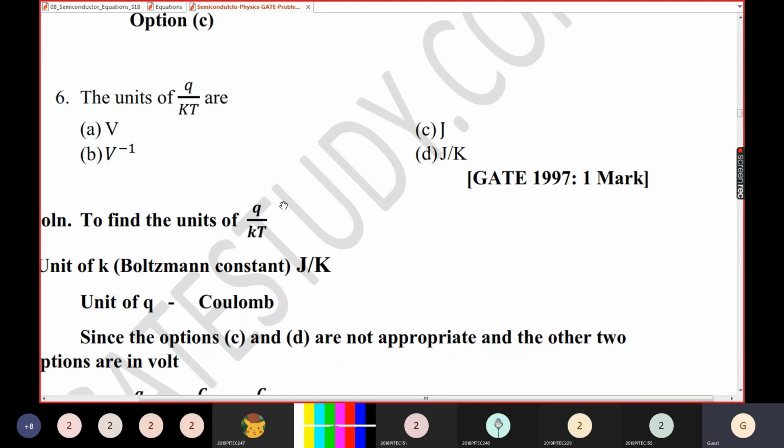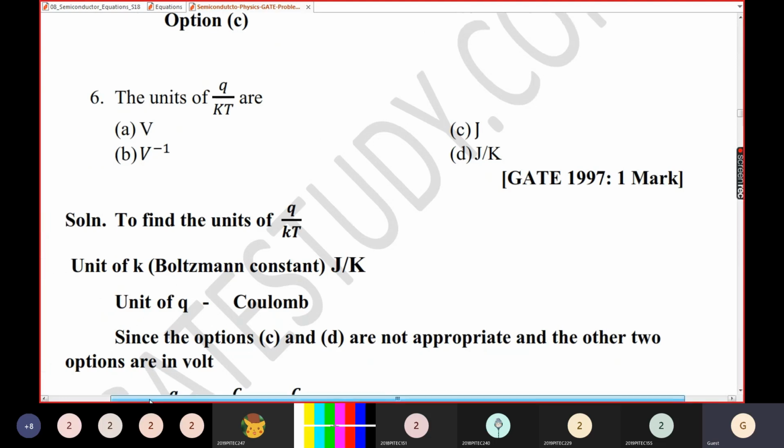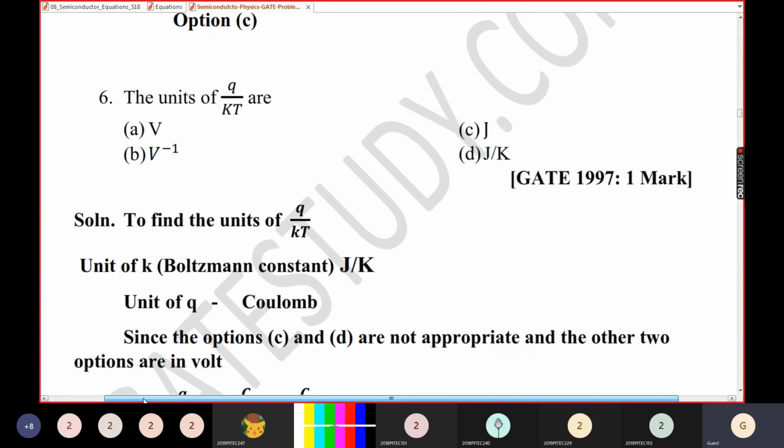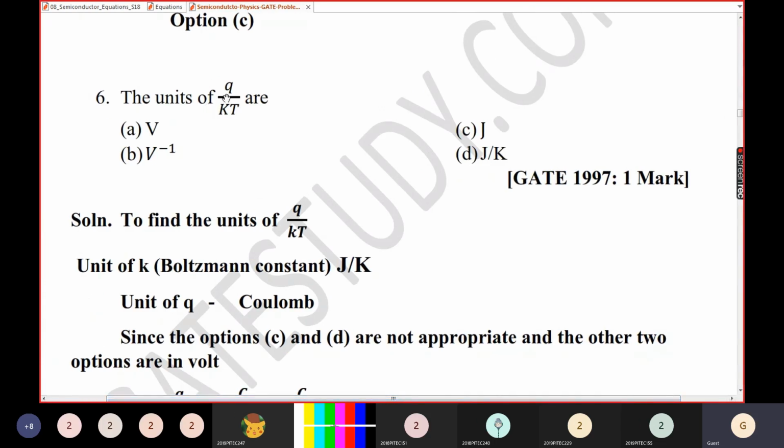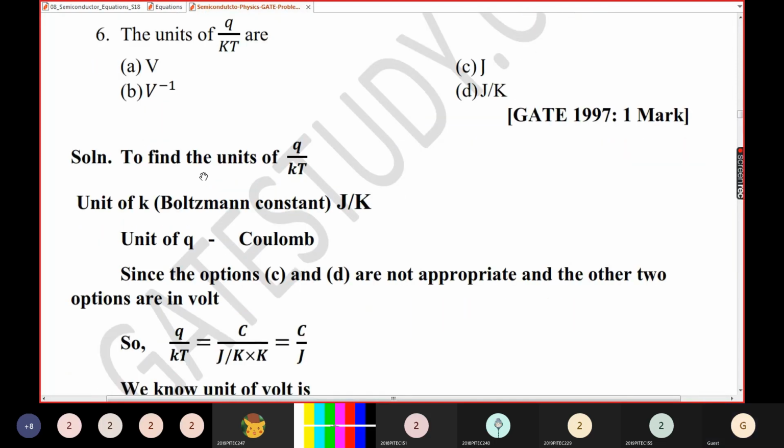In many cases, they will ask you about this unit representation. In an indirect manner, they will combine two different formulas and ask you the units from this. So, what is the unit of K here? The Boltzmann constant is represented using J divided by K, and the unit of Q is Coulomb. So automatically you cannot get J or J by K. So automatically A or B is going to be right.